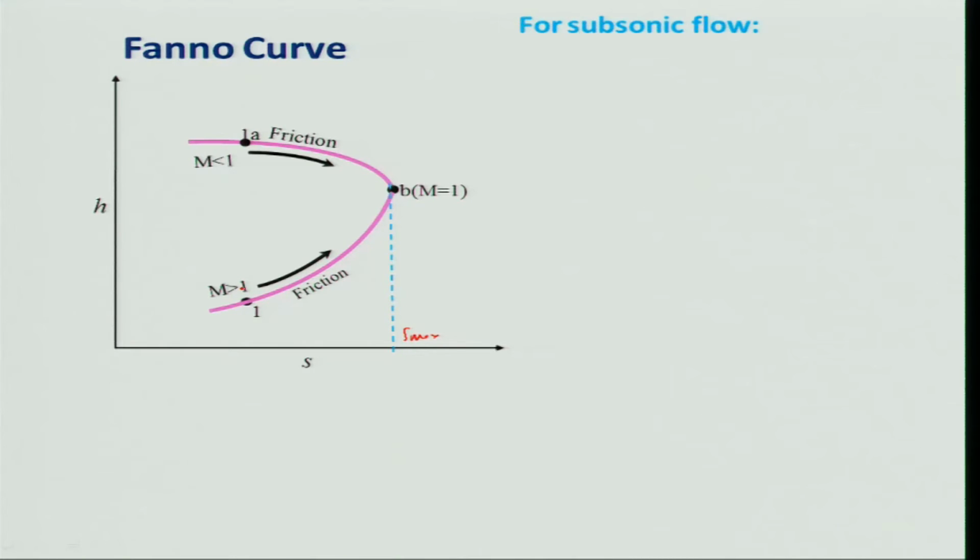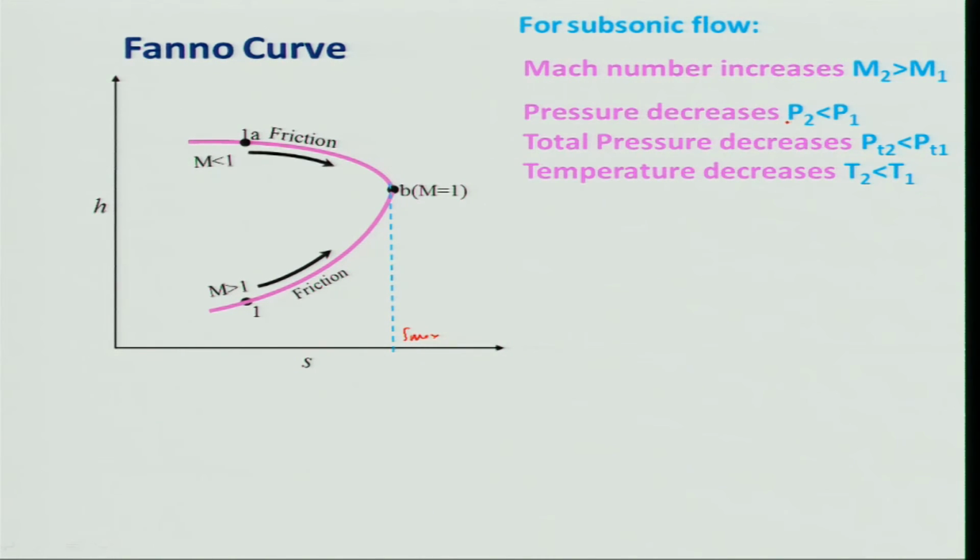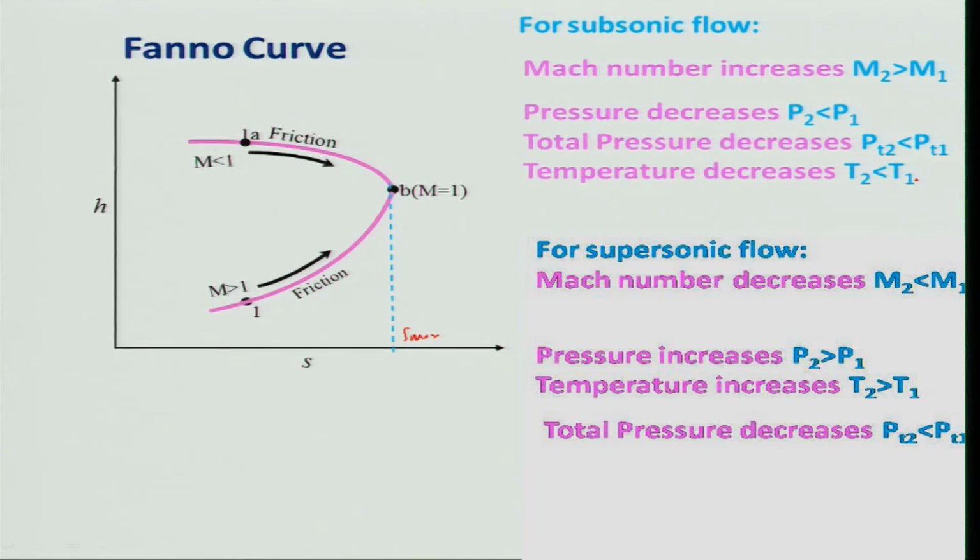And then you will get a subsonic condition. So, let us summarize what we have learned. For subsonic flow, Mach number increases with the addition of friction, M2 is greater than M1, and pressure decreases, total pressure decreases, and of course temperature decreases. For supersonic flow, Mach number decreases, that means M2 is less than M1, and pressure of course increases, P2 is greater than P1, and temperature increases, and total pressure basically decreases in both the cases.